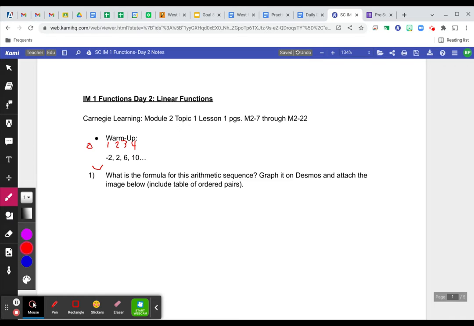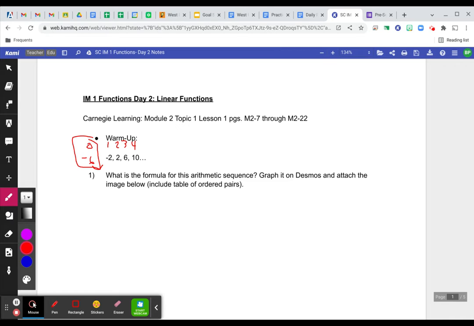The 0th term would do the opposite of adding 4, which is our common difference. We would subtract 4 to go in the opposite direction. So our 0th term would be -6. All right, so let's look at what it wants. What is the formula for this arithmetic sequence? Graph it on Desmos and attach the image below.